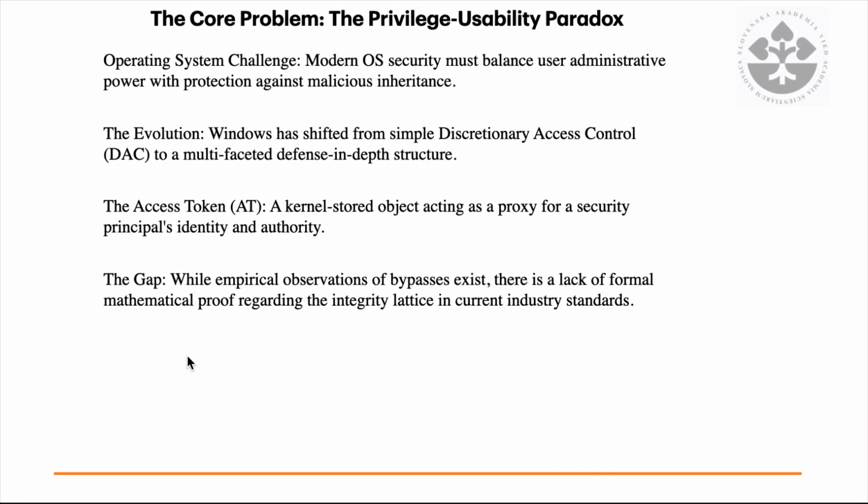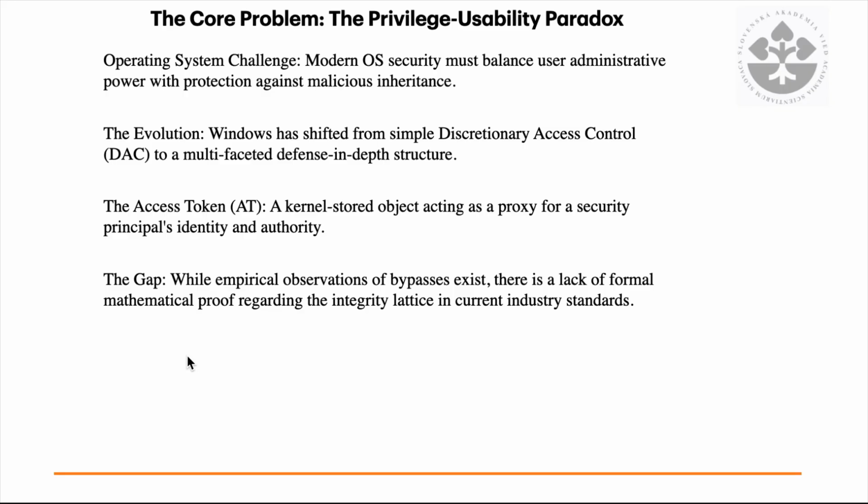The core problem, the OS challenge. Modern operating system security must balance user administrative power with protection against malicious inheritance. This is what we have just said. That means they have to secure the environment in such a way that if some internal attackers would like to gain more access to any type of environment or other computers or accounts, they should be restricted from doing so.